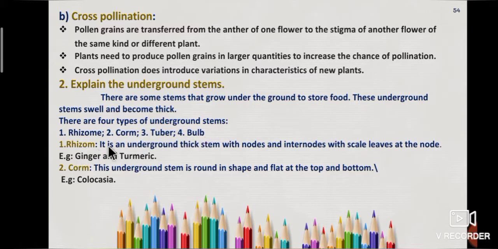First one rhizome. It is an underground thick stem with nodes and internodes with scale leaves at the node. Example, ginger and turmeric. Second one, corm. This underground stem is round in shape and flat at the top and bottom. Example, colocasia.